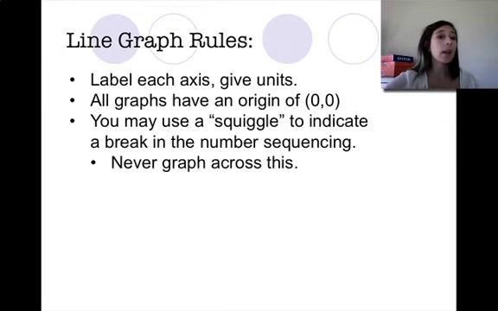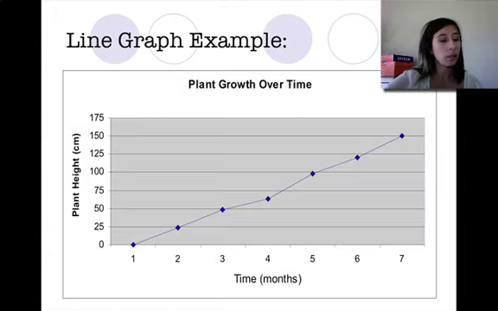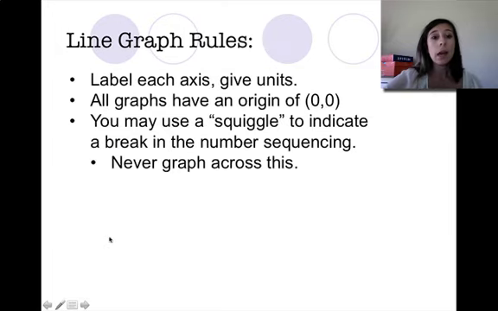And so a couple of line graph rules that you should remember. You need to label, and actually this is a good rule for any kind of graph. Label your axis and give units. Always label. Don't leave whoever's looking at your lab experiment to have to figure it out. Don't make them do the work. Your graph should always start at an origin of 0 and 0. So looking back here, we started with the time at 0 months and at 0 centimeters.